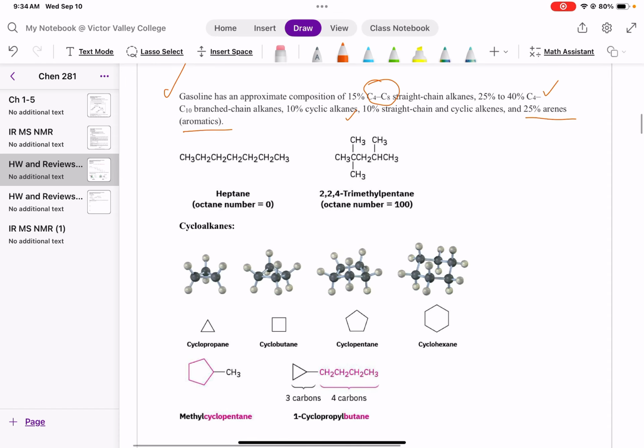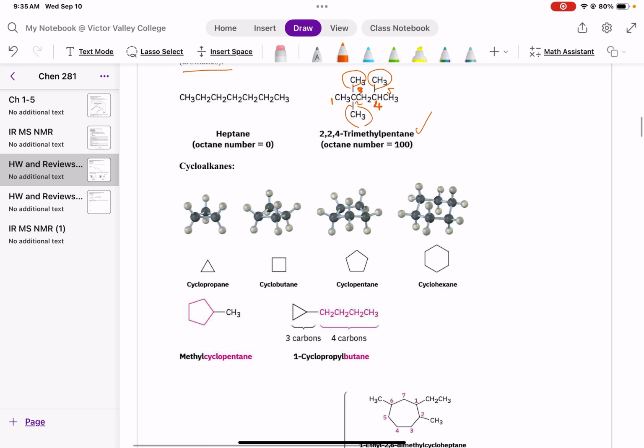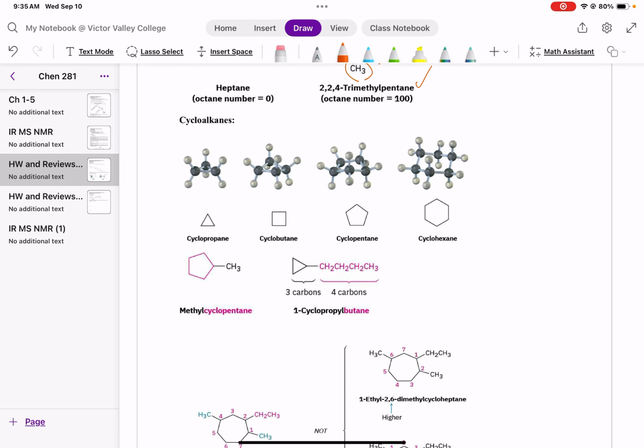Okay, so here's a couple of examples. You guys can go through them and check them out. 1, 2, 3. Oops, 3. That's 4, and that's 5. And then you got a branch, you got a branch, you got a branch, you got trimethyl. Okay, so that's why it's 2,2,4-trimethylpentane.